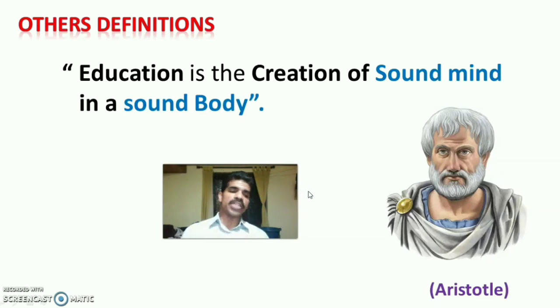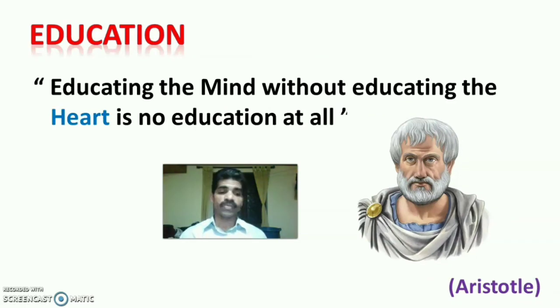According to Aristotle, education is the creation of a sound mind in a sound body. Sound mind means a good, positive mind, and sound body means a healthy body. It is the modification of the socially accepted behavior and personality of a person that may lead to a sound mind in a sound body.